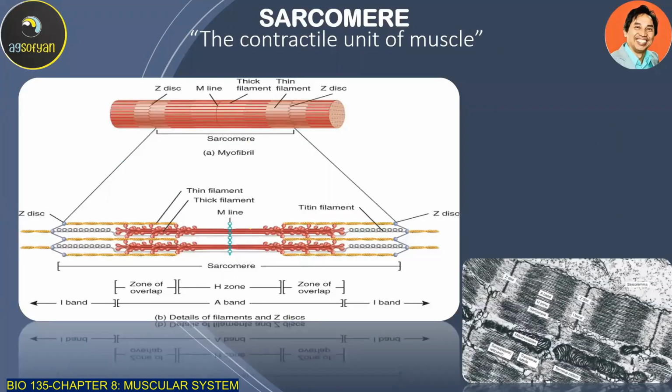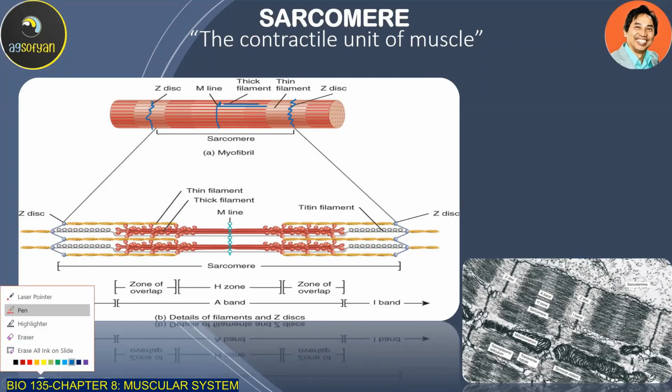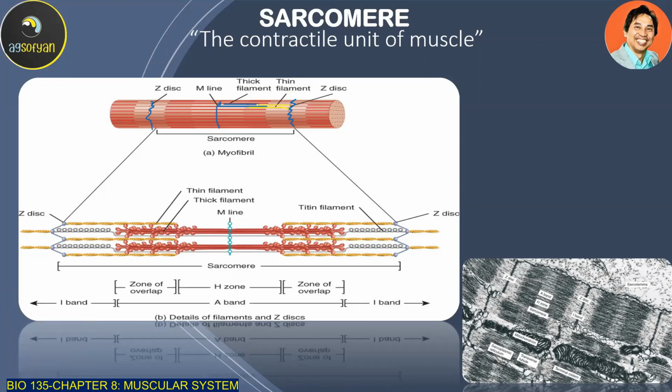Now, how does the sarcomere look? Again, it is bordered by the Z disc. Okay, it's called the Z disc because it looks like a Z letter. Okay, and in the middle there is an M-line protein, and this M-line protein anchors the thick filament, which is the myosin, and the Z disc anchors the thin filament, which is the actin. Okay, so this is one sarcomere.